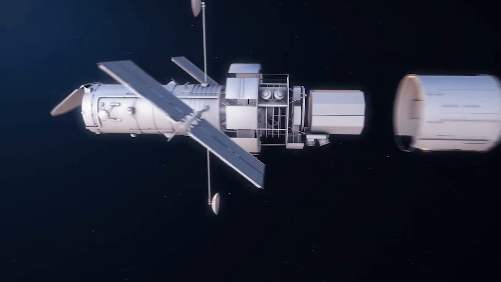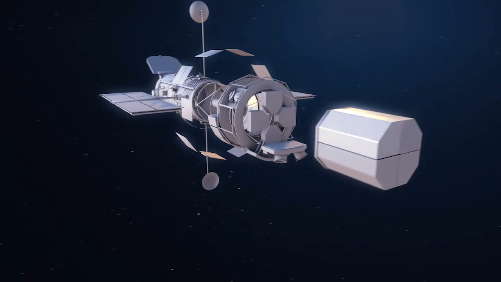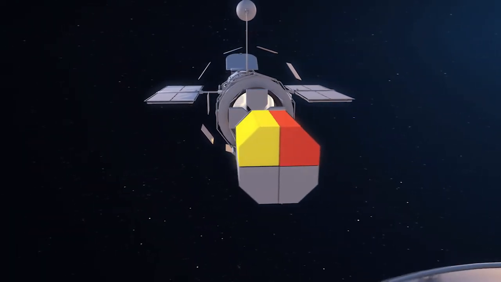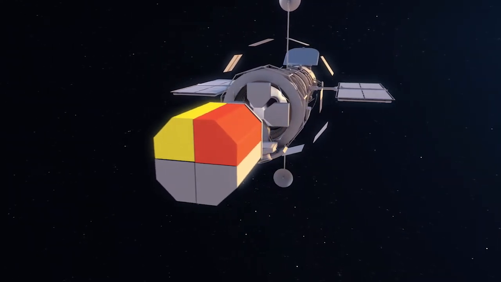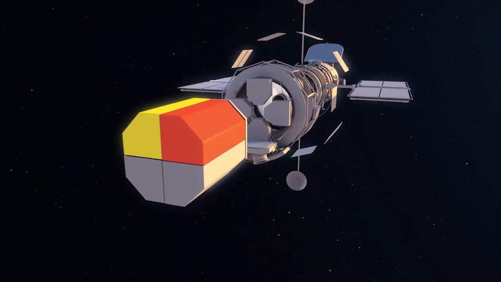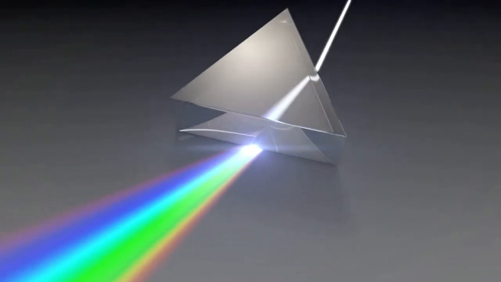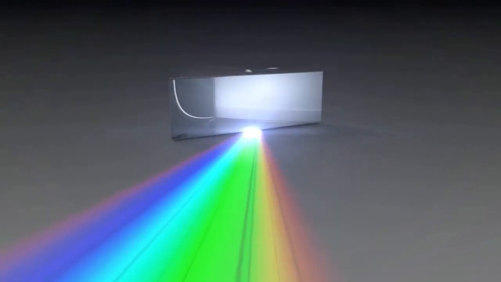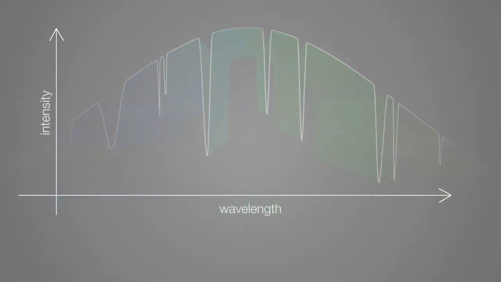Hubble is equipped with two spectrographs. The Space Telescope Imaging Spectrograph, which was installed on the telescope in 1997, and the Cosmic Origins Spectrograph, which was installed in 2009. Any object that absorbs or emits light can be studied with a spectrograph to determine characteristics such as its temperature, density, chemical composition, and velocity.